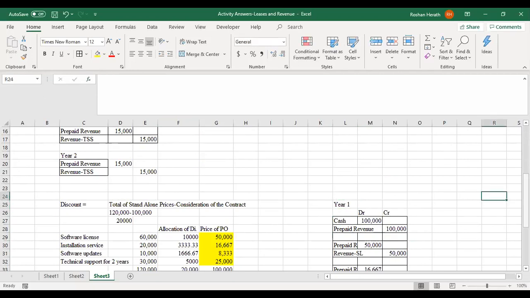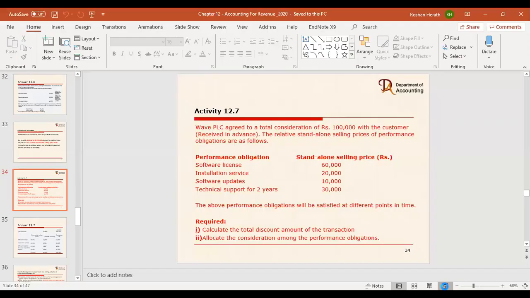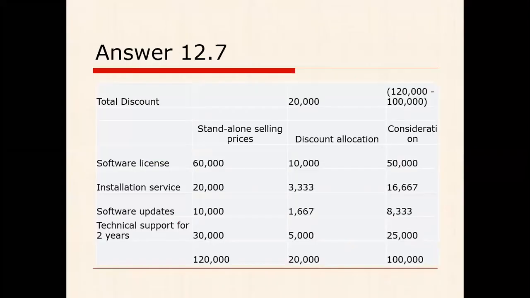Right. Hope it is clear. It's a pretty straightforward exercise. Hope you all are getting that. So you have that particular exercise done over here. The total discount is 20,000, and you have allocated that on the proportionate allocation, and then you take the consideration.